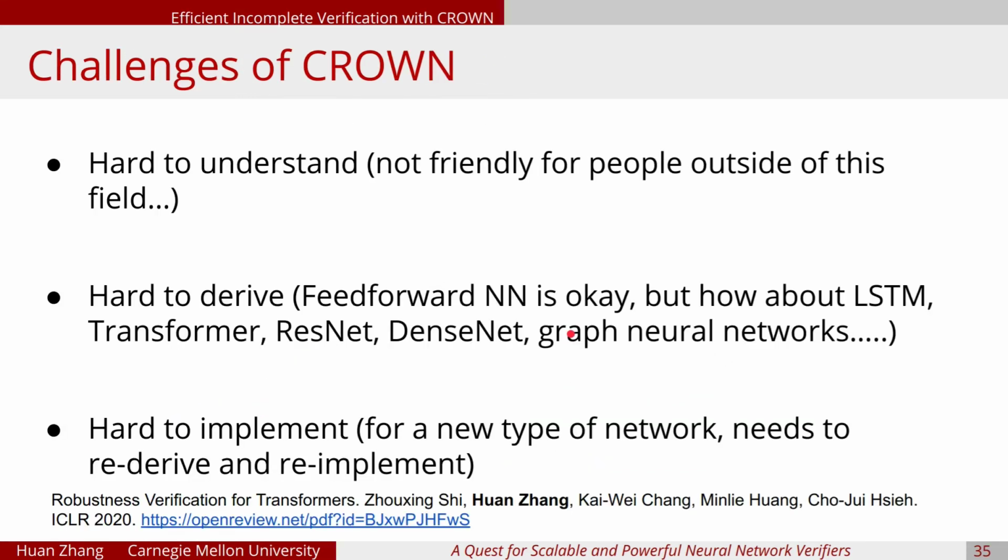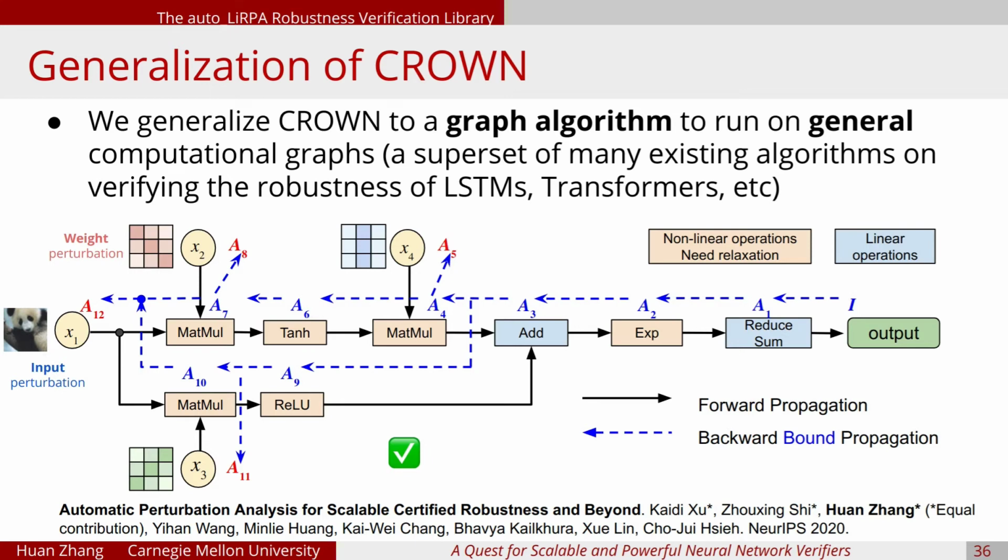But the issue with this bound is that, first, it's hard to understand because it's not friendly for people outside the field, and it's also hard to derive for all different kinds of architectures and hard to implement. Originally, the paper was just on feed-forward neural networks, but later we generalized the idea to a general computational graph where we can derive bounds in a backpropagation manner. We call it backward bound propagation. We can propagate the linear inequalities through a general computational graph, which can be an arbitrarily complicated neural network such as an LSTM or transformer. We can also handle both input perturbation and weight perturbation because they are just inputs of the computation graph, and we don't distinguish between them.